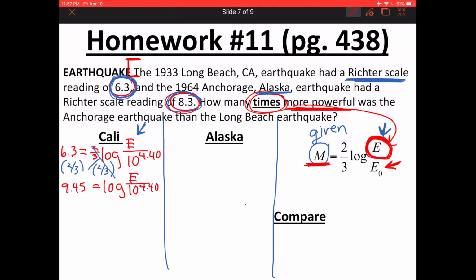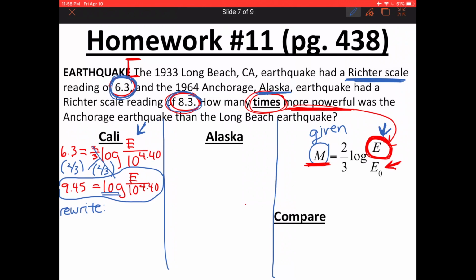Now, from here, and this is really what we focused on in the quiz and in the whole first half of the chapter, how do I solve this equation? How do I solve for E? And the answer is we have to rewrite this in exponential form. Right now it's in logarithmic form. I want to get rid of the log. And how do I get rid of the log? By writing it in exponential form.